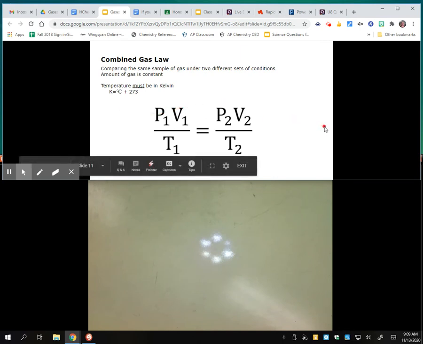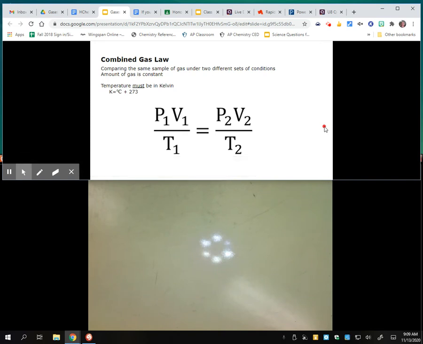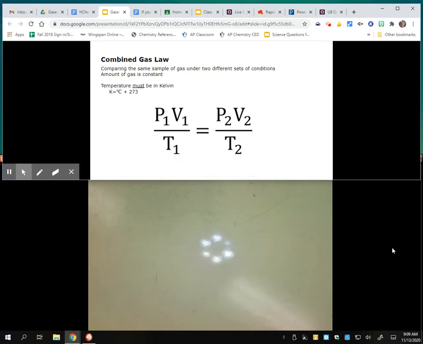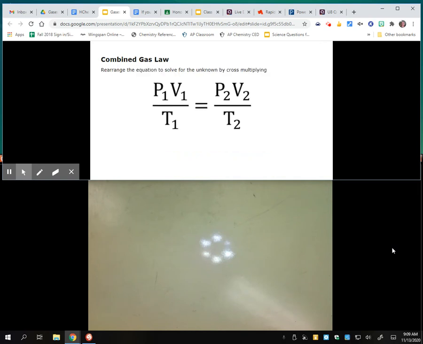What most students have a problem with is rearranging the equation. So we're going to spend some time on that, because if you don't have the equation rearranged correctly, you can't get the problem correct. To rearrange this equation and solve for the unknown, you're going to cross multiply. I call it leveling the playing field, because it's much easier to rearrange if we get rid of all this division.